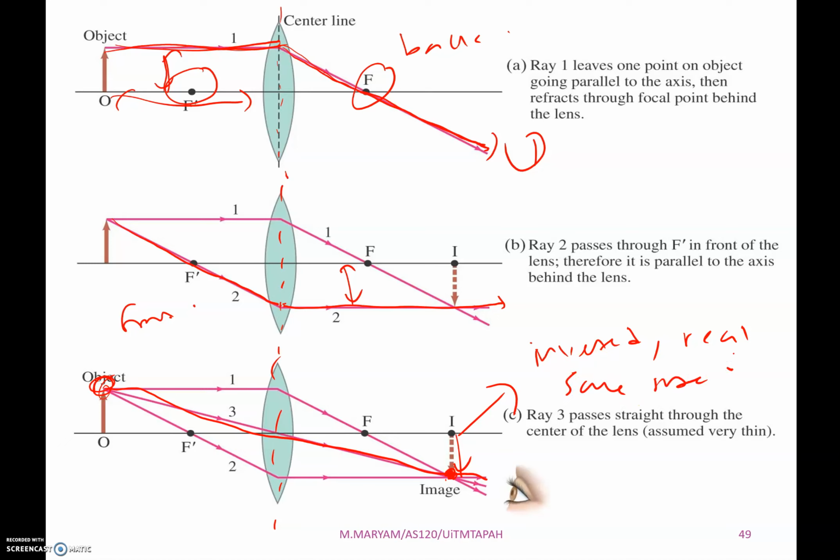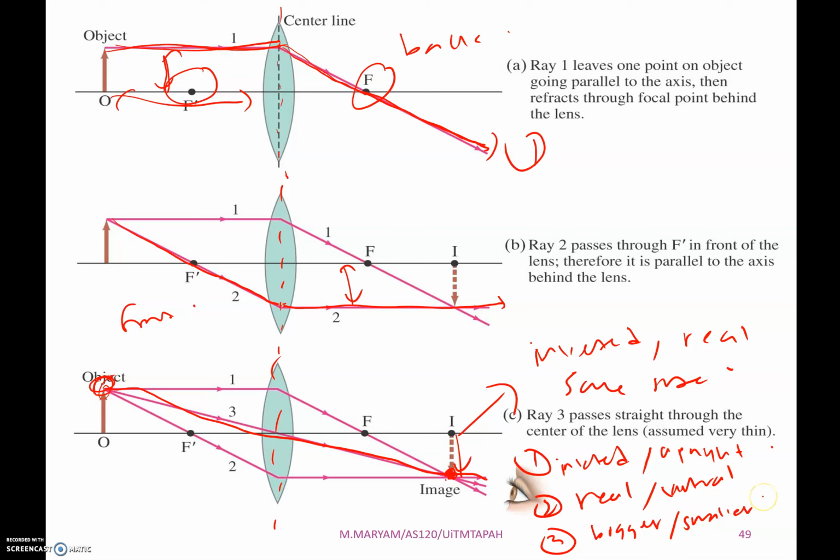So the three characteristics of image that you need to know: whether it is inverted or upright. Second one, whether it is real or virtual. Last but not least, whether it is bigger or magnified or smaller. So how do you determine these three? Look at the position of the image. To see whether it is inverted or upright, look at the head of the image.